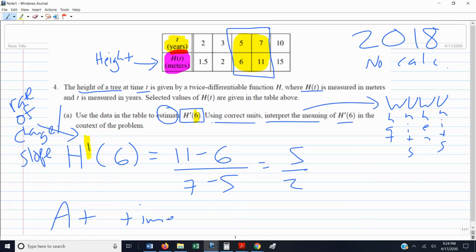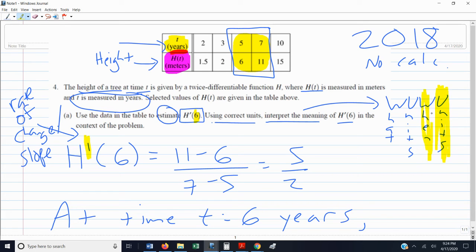At time t equals 6. So that is our when. The units of time is in years. We can see that in the chart. We can also see that right here. Time is measured in years. So at time t equals 6 years, and that takes care of the units of when. So we have when with units, and we need what with units.